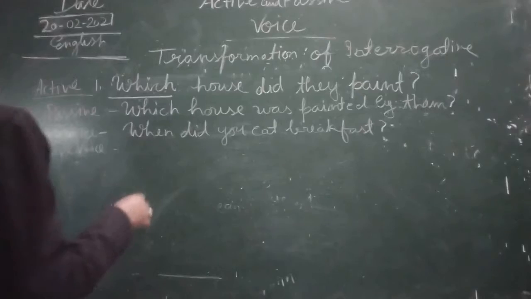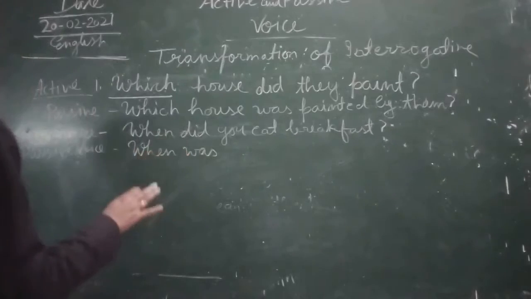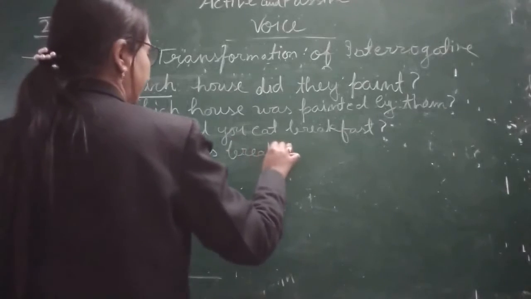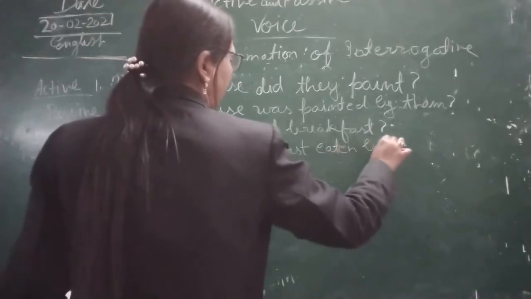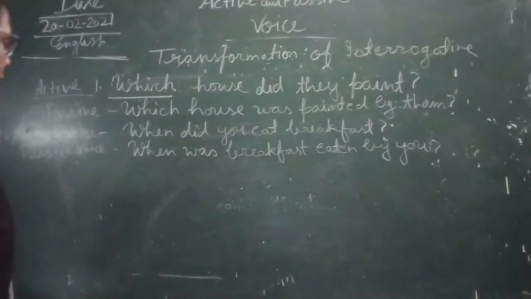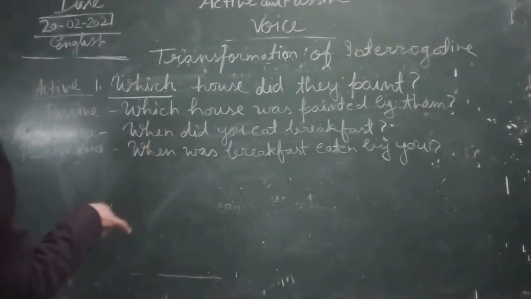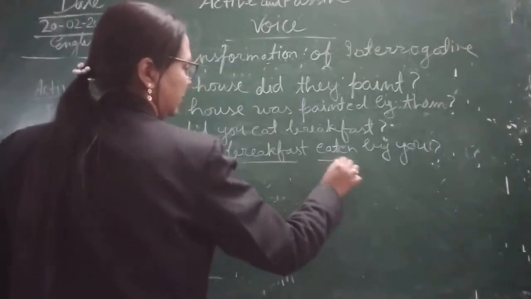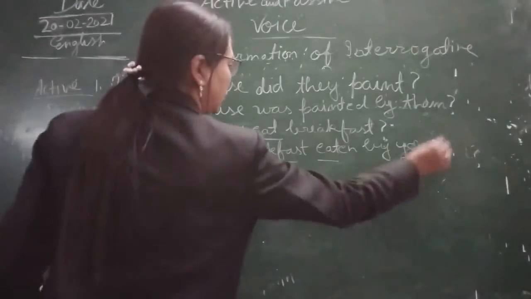When will remain same. So when was breakfast eaten by you children? Okay. Here you can see when was, because did here, so we will use, because this is written in the past tense, so that is why we have used over here was. Breakfast eaten, third form of the verb, past participle we are using, eaten by you.